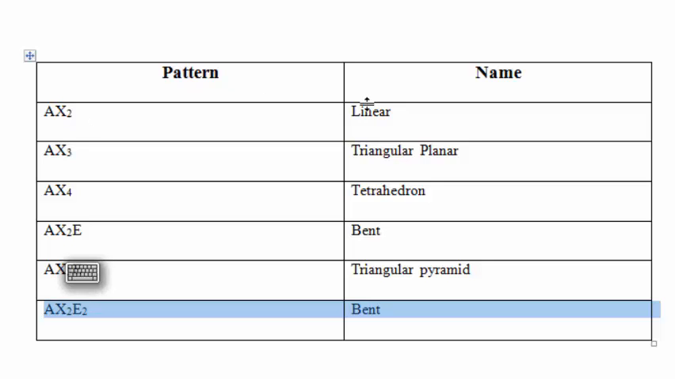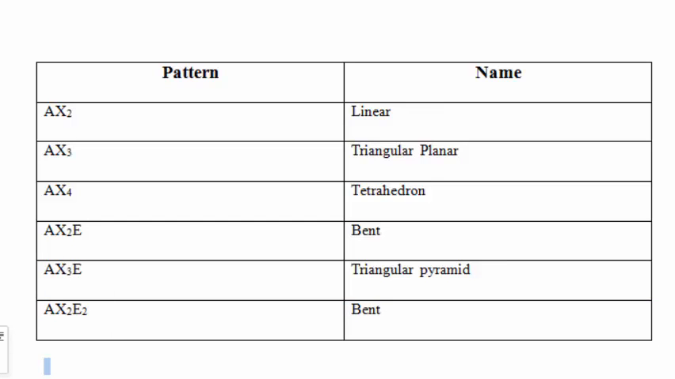AX2 is linear. It is a line. The molecules are in a line. AX3 is triangular planar. Planar, flat, triangular. It's a triangle. It's a flat triangle. Tetrahedron is a 4-sided figure. AX2E is literally another bent. It's the line bent. And trigonal pyramid is basically a pyramid shape where the center atom is on the top and the other 3 come down. There are other shapes, but these are the ones we will be talking about.